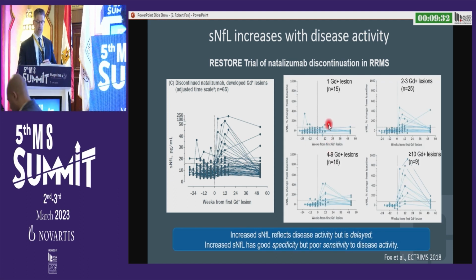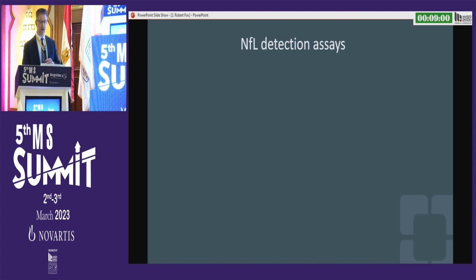Patients with one lesion hardly have any elevation in neurofilament, 2 to 3, a little bit more, 4 to 9 more, and then if you have over 10, the vast majority of those patients have an elevation in their neurofilament, but you'll see a couple of them don't. Even 4 to 9, a couple of them do not have elevation in neurofilament. So you can see that this is a sensitive measure of tissue injury for active inflammation. I'm sorry, it's a specific measure, but it's not sensitive. There's a lot of patients with brain activity that's not reflected in neurofilament.